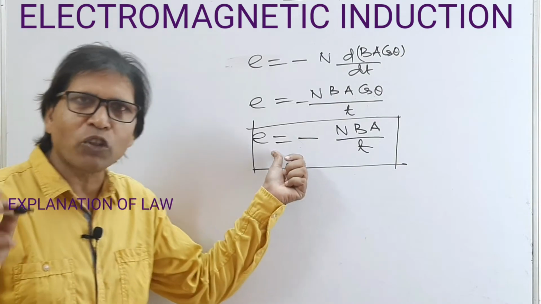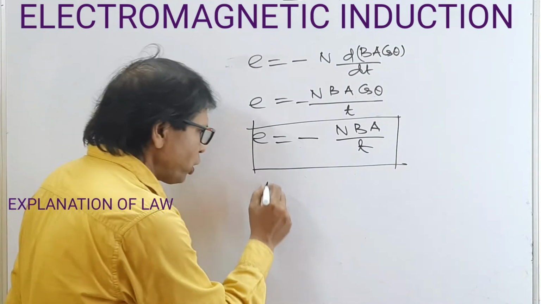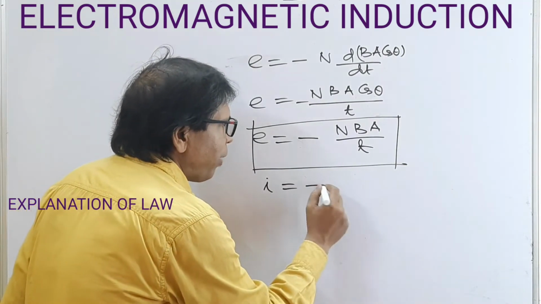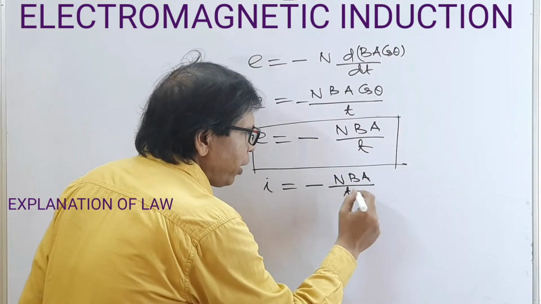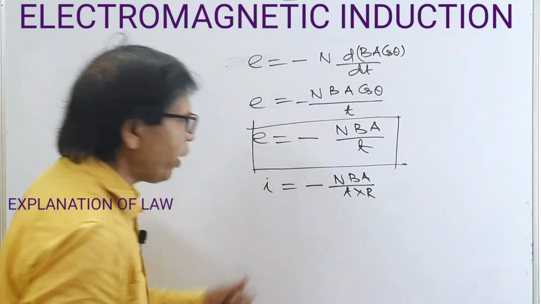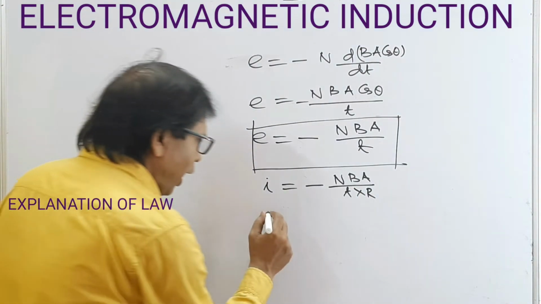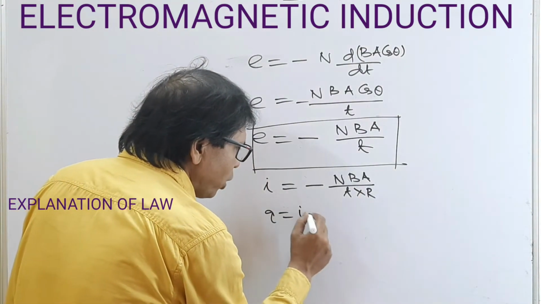Now what is induced current? Now the average induced current is minus N B A by t into R. What is charge? Now charge Q equal to I into t.